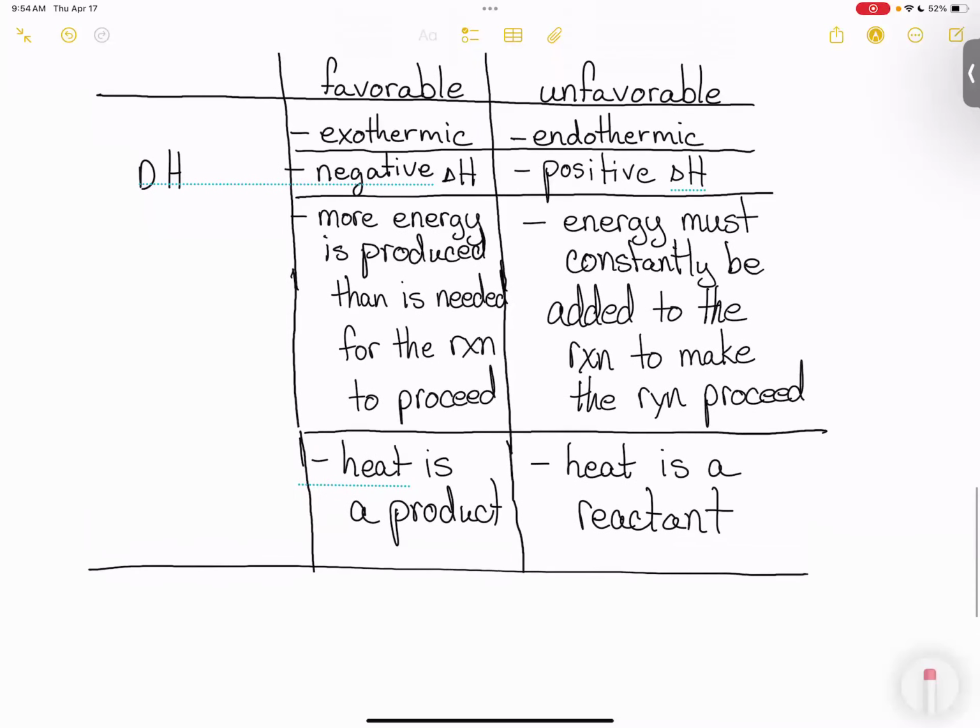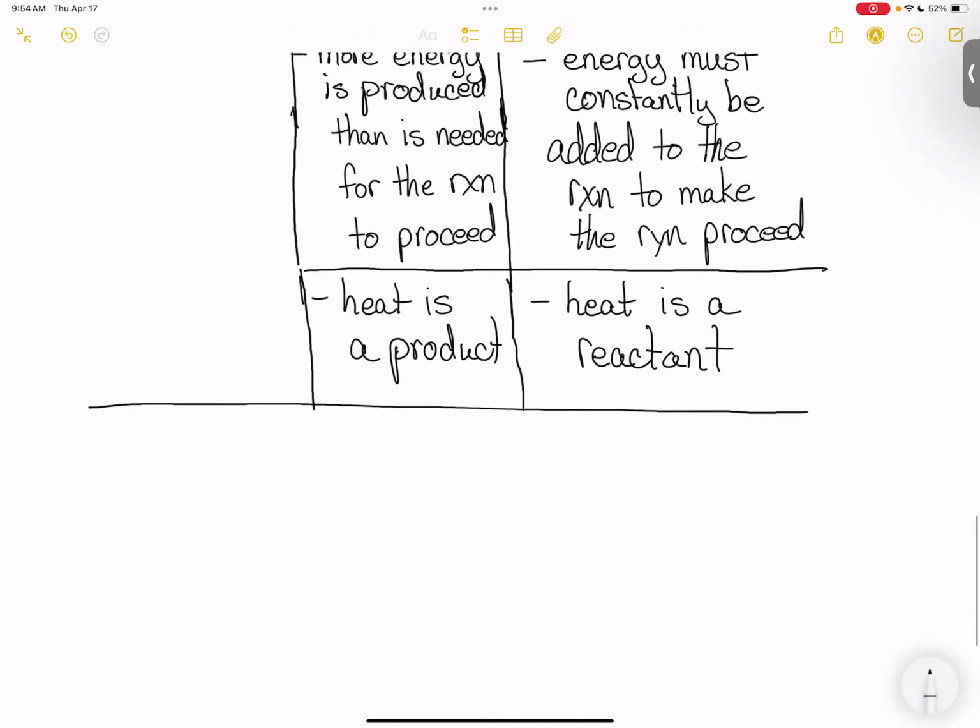Again, enthalpy can be figured out. I hate that it changes things on me. Enthalpy can be figured out by experimentation like we did in the laboratory, but it also can be determined using Hess's law and enthalpies of formation. So now I want to discuss Hess's law.